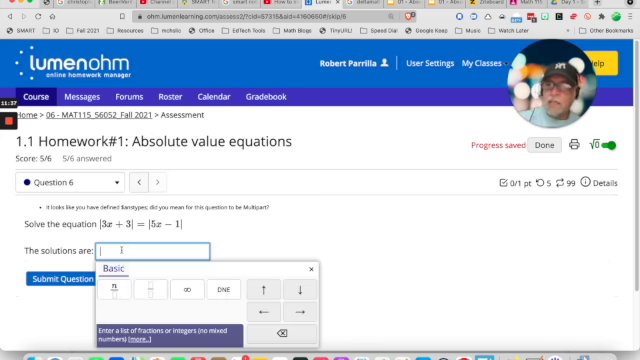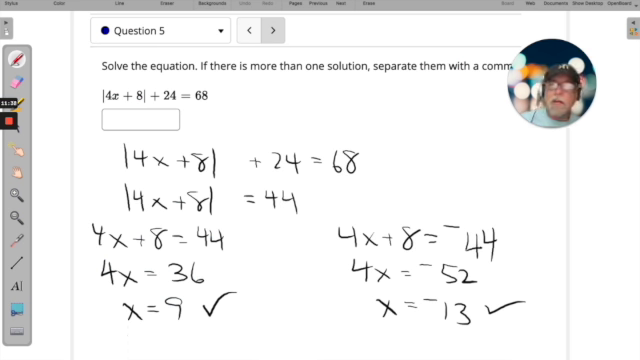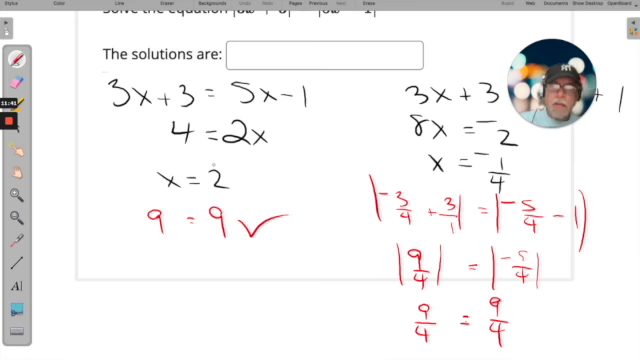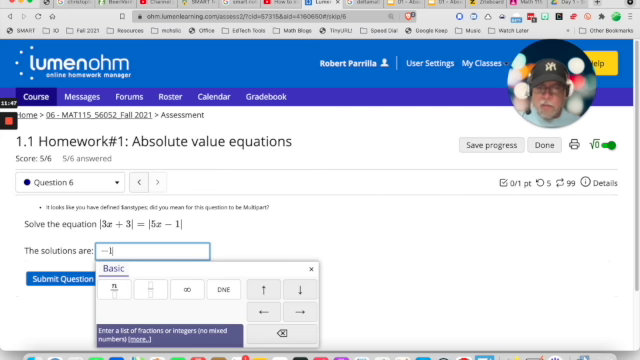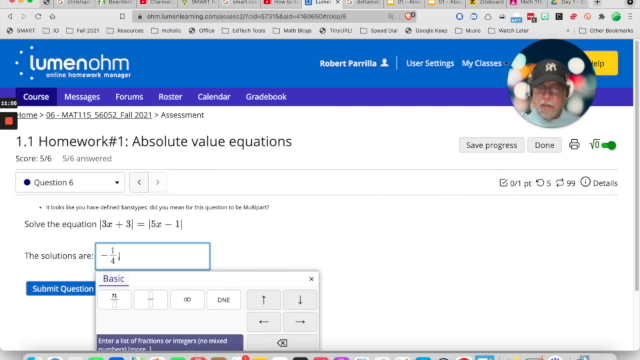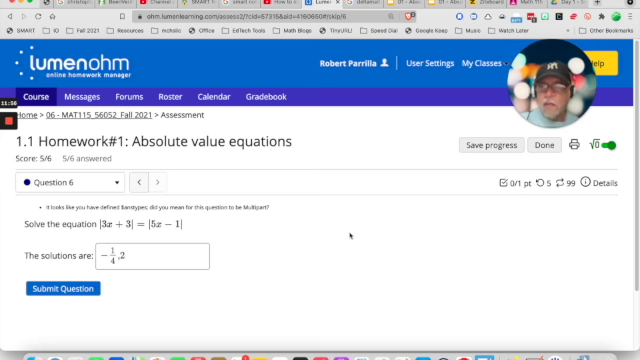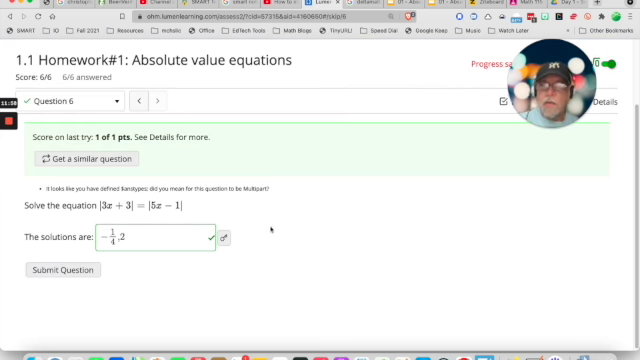And then number 6, which is that double moniker one. We got x equals 2, and x equals negative 1/4. So we're going to put that in. Negative 1 over 4, comma, and 2. Hit enter. See what happens. Okay, we got that right.